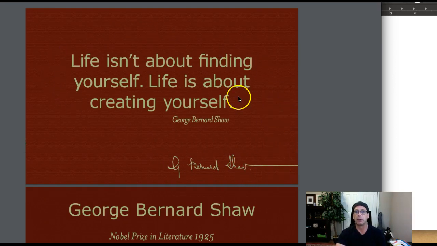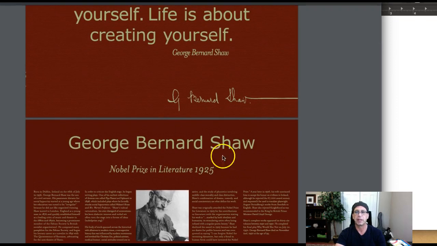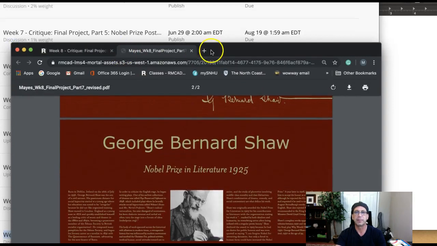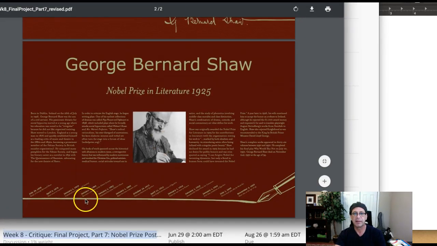So the viewer looks at the front, gets this great quote, looks at George Bernard Shaw, sees that's his signature, and goes, I wonder what that stroke is. And then all of a sudden you come to the back of the poster and boom, there it is, the reasoning for that extended stroke. This is fantastic work.